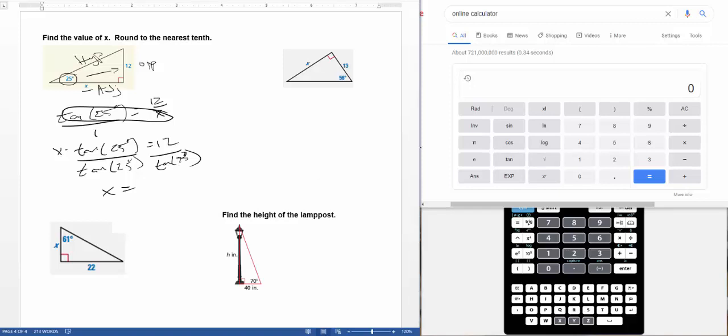I can use my Google calculator to figure this out. I'll do 12 divided by the tangent, there's the tangent button, of 25. Before I hit enter, I need to make sure my calculator is in degree mode. Note that here are the two common ways to measure angles, radians and degrees. Make sure that degree is the one that's highlighted, otherwise you'll get a very wrong answer. Degree is now highlighted, and I'll hit enter, which means that the value of x to the nearest tenth, the first decimal place, should be 25.7.